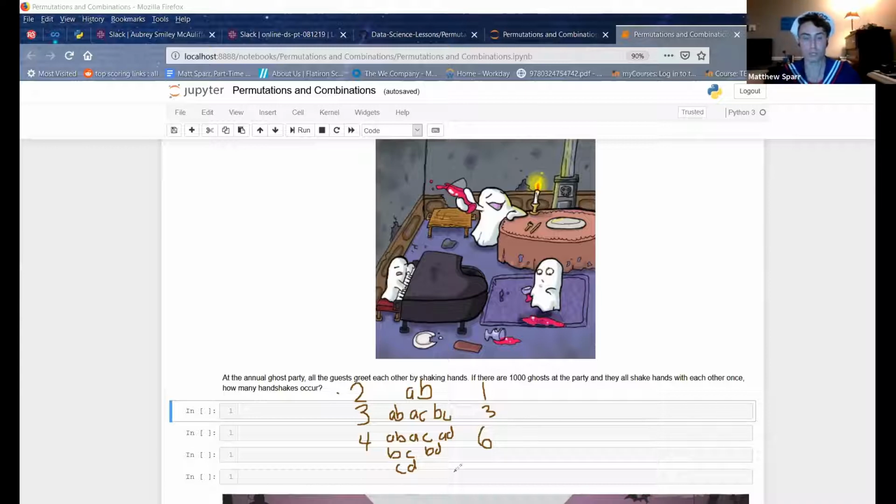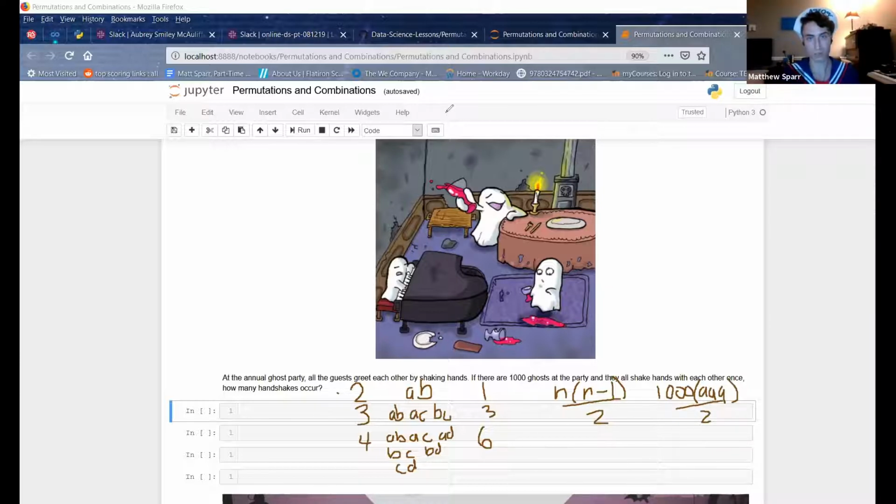Well, if you keep doing this out, you may notice that eventually it becomes n times n minus 1 divided by 2. Right. So if we plug in 2, 2 times 2 minus 1, that's 2 divided by 2 is 1. If we plug in 3, 3 times 2 is 6 divided by 2 is 3. So that works there. So then to solve, in this case, we would just do 1,000 times 999 divided by 2. And that would give us the answer.